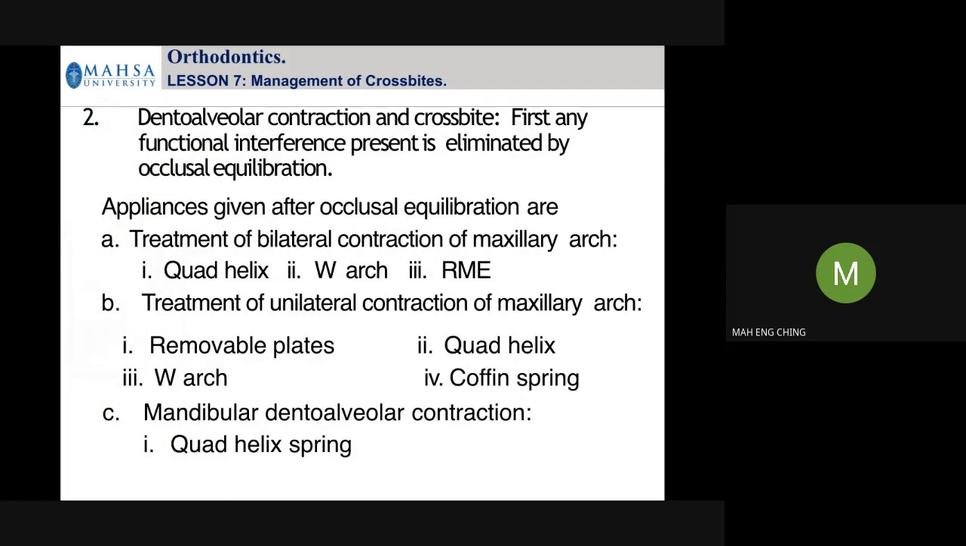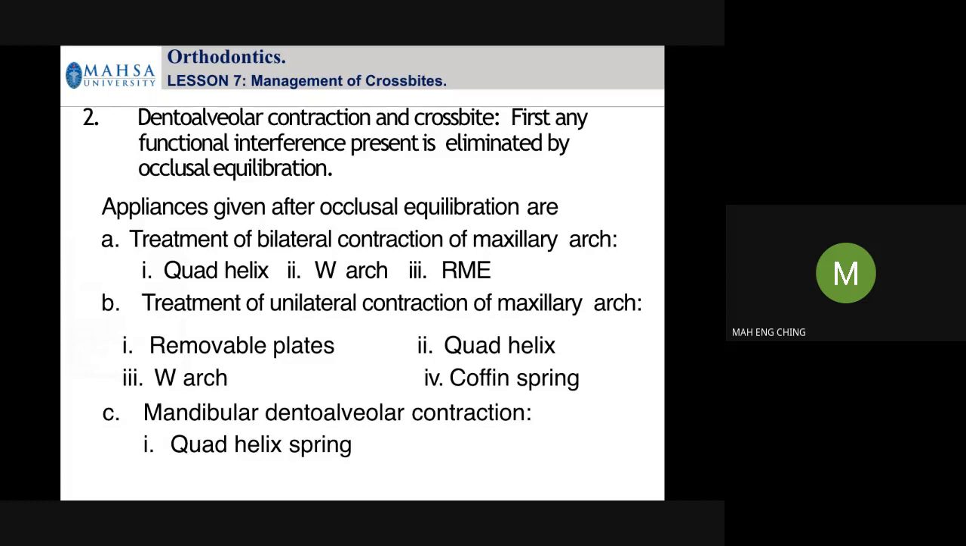Next, overcontraction and crossbite. Functional interference may be present, which can be addressed by occlusal equilibration. Again, you can adjust the occlusion. You can trim whatever high bite or initial contact and take away the initial contact. Then hopefully the crossbite will be corrected.